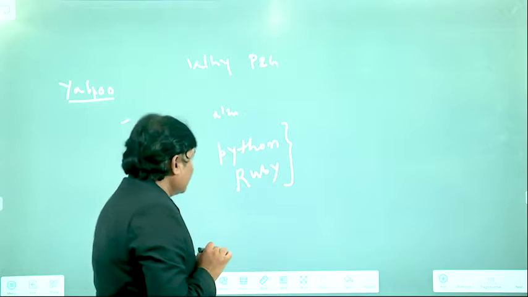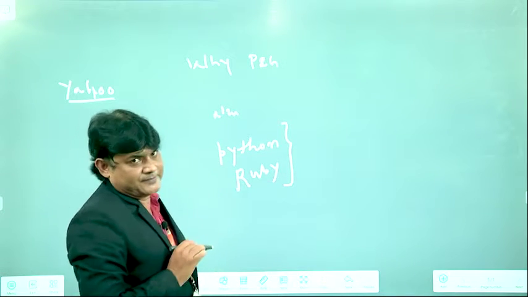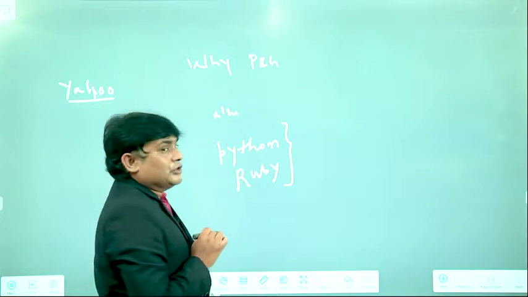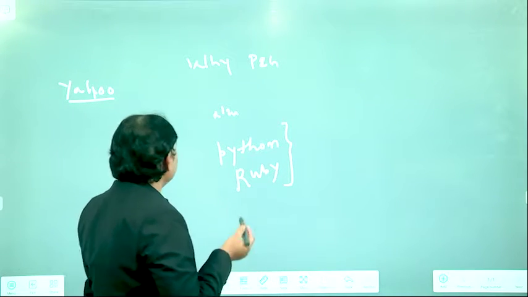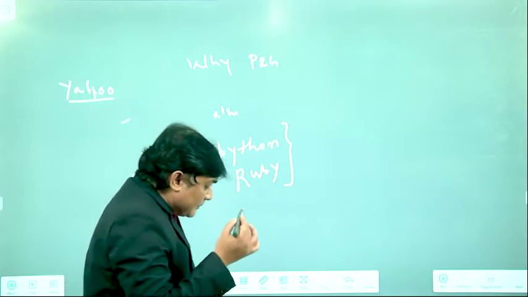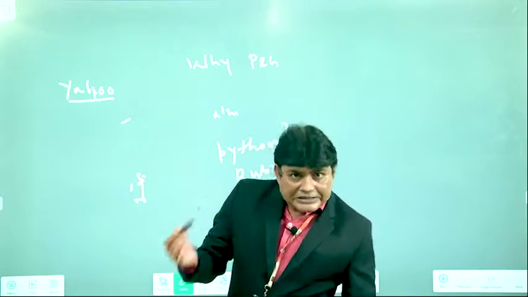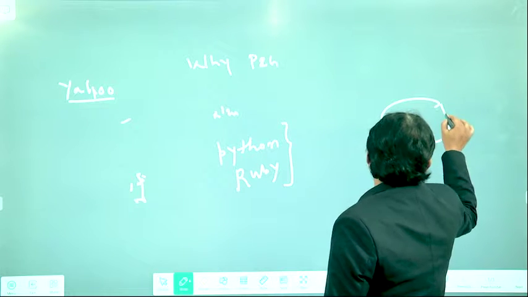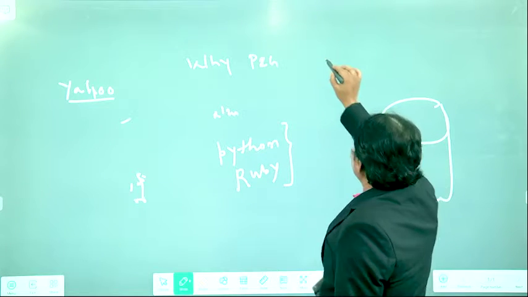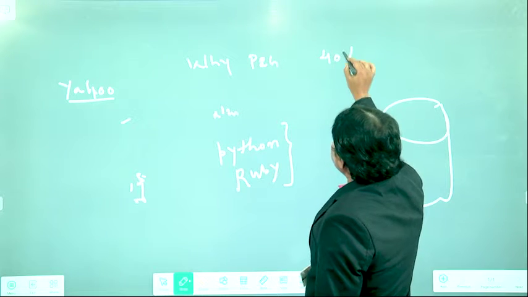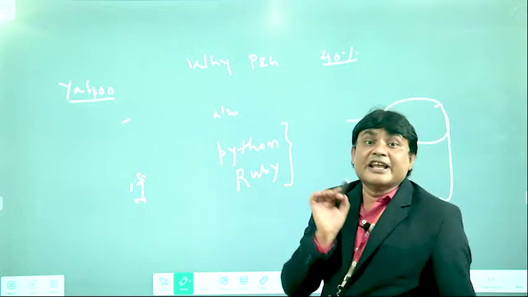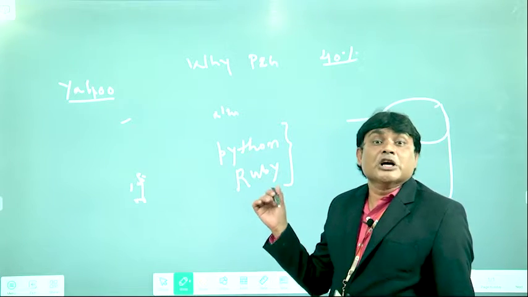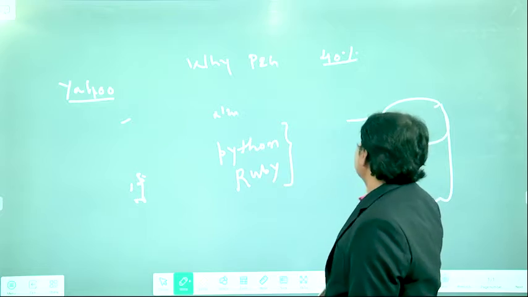But the problem is that Yahoo has huge data sets, just like Facebook. If Yahoo wants to process or store large data sets, they can do it using Hadoop, because 40% of Yahoo's ad hoc queries are running in Hadoop only.